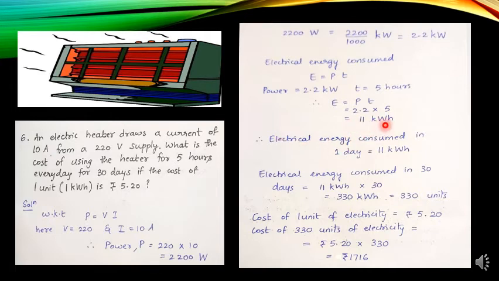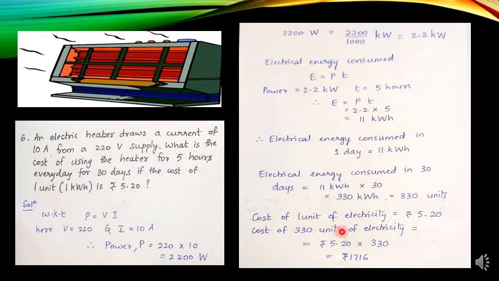How many days are they asking you to find? It is for 30 days. So electrical energy consumed in 1 day is 11 kilowatt hour. Then electrical energy consumed in 30 days will be 11 kilowatt hour into 30, which is 330 kilowatt hour. That means 330 units. 1 unit is 1 kilowatt hour, isn't it? You should be remembering this. This is a constant value. So 330 kilowatt hour means it is going to be 330 units.